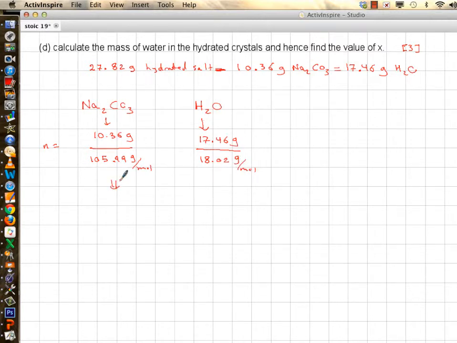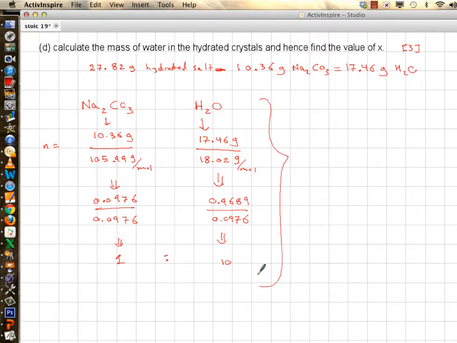The first division will give me 0.0976. The second one will give me 0.9689. Then divide by the smallest of the two numbers, which is 0.0976. This is 1 mole, and this is 10, and X is 10. So it's Na2CO3·10H2O. This was X.